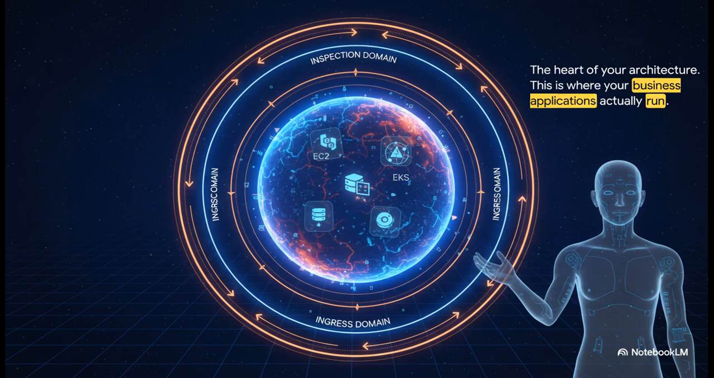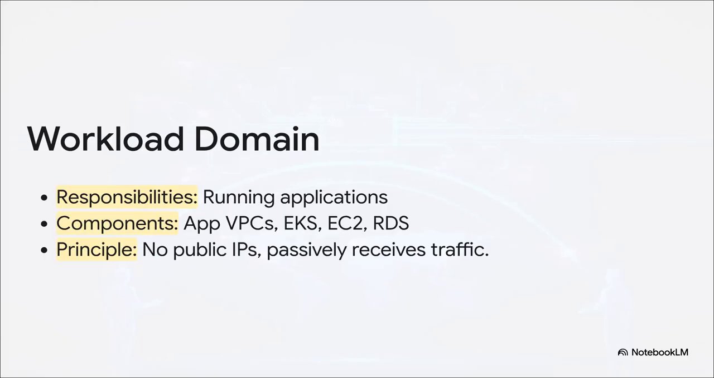This is where your actual business value lives. It's where your applications run. So this domain is going to contain all of your application VPCs with services like EKS, EC2, RDS. The single most important design principle here is that it passively receives traffic. It should have no public IPs, and it should never connect directly to the internet. It is protected by all the other domains, which dramatically limits the blast radius if something gets compromised.